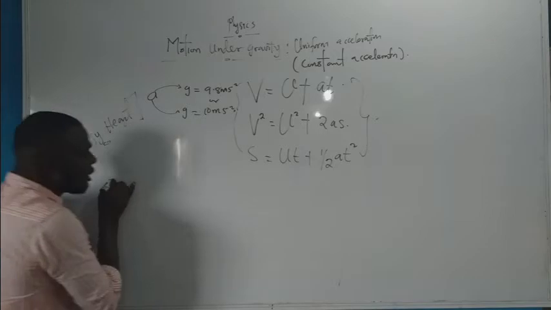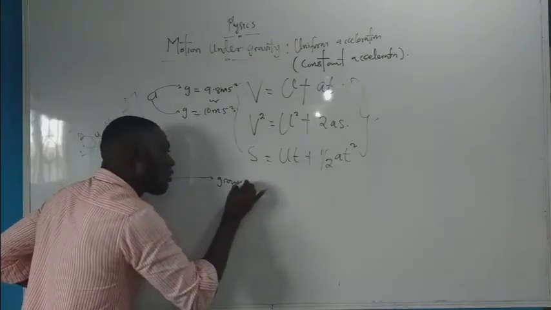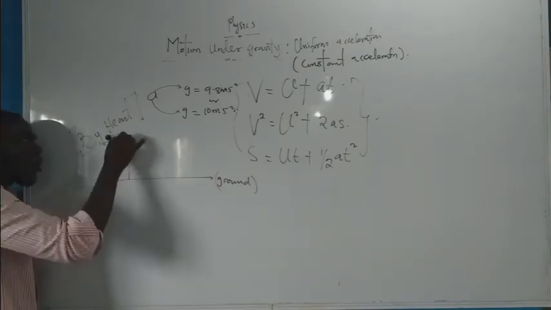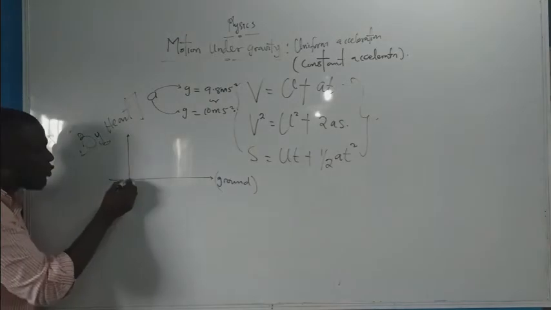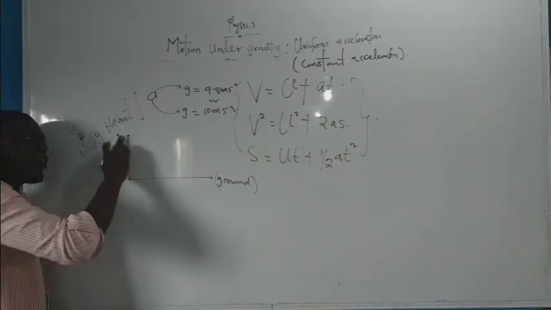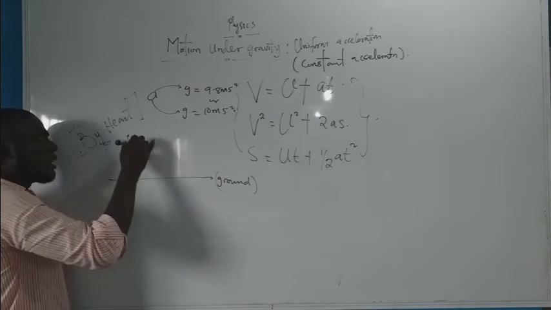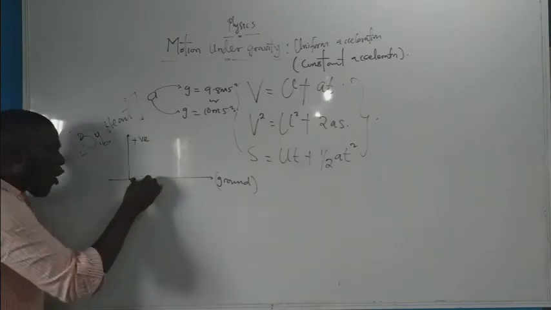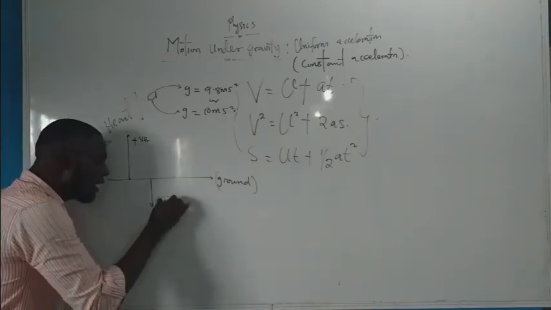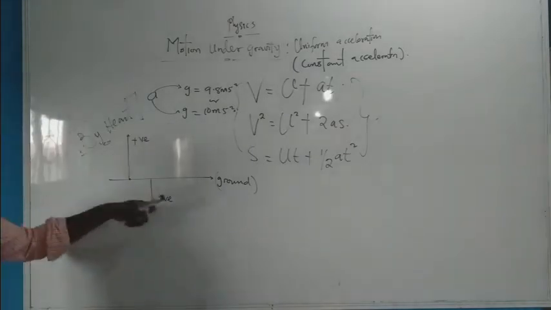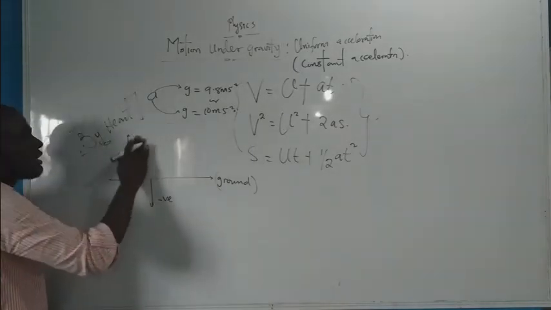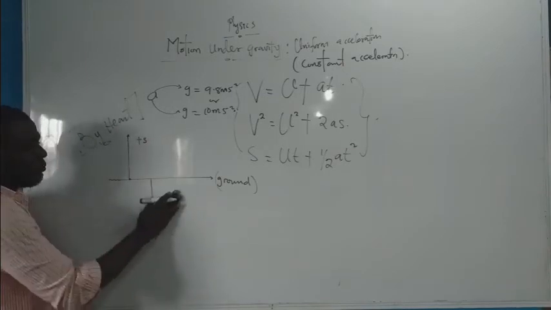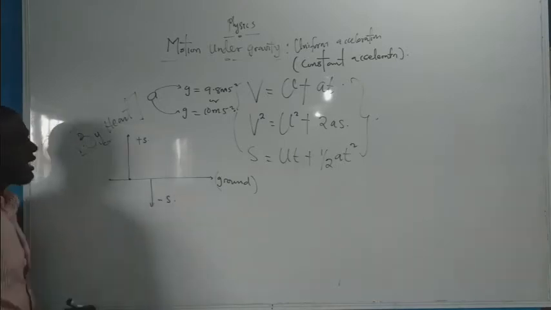This is the ground, okay? When a ball is thrown upward from the ground, moving upward, the displacement, that is the movement, will be positive. Then coming downward, the movement will be negative. Positive and negative, okay? The displacement in moving upward will be plus x, while the displacement coming downward will be minus x, okay?